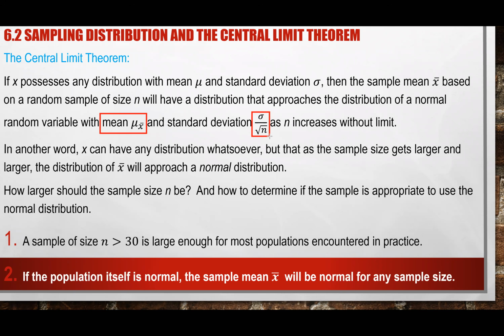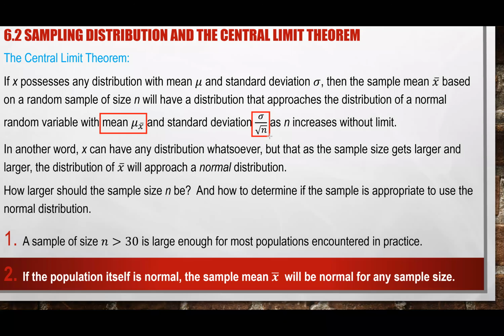Based on our practice, we will use 30 as our base. If n is bigger than 30, we say that is good enough for me. We can use it. We will say that the sample mean will be normally distributed, and we can proceed like we did in 6.1. The only thing is we need to change the standard deviation to the sample standard deviation, that is, take the population standard deviation divided by the square root of n.